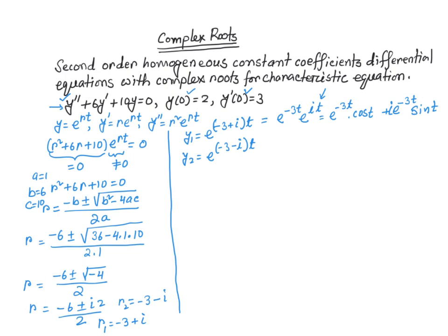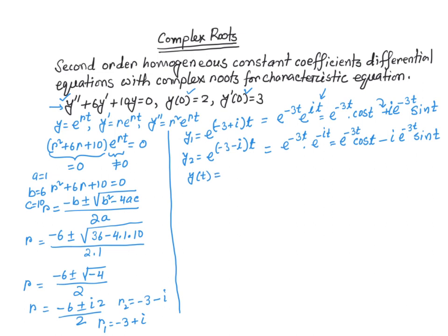Similarly, if we simplify this one, I'm going to get e to the power negative 3t times e to the power negative it. Only difference is going to be just the sign here. Instead of this being plus, it's going to be minus. So e to the power negative 3t times cosine of t minus i times e to the power negative 3t times sine of t. So these are my solutions, y1 and y2. So I can write the general solution in this format. So let's say y of t is one of the solutions.